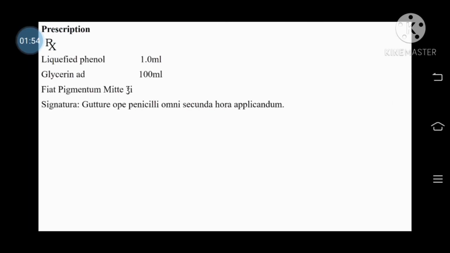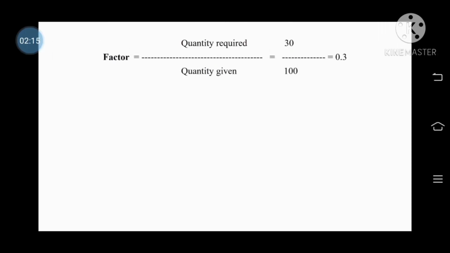Then the prescription. In the prescription: liquefied phenol 1 ml, glycerin add up to 100 ml, fiat pigmentum, that is, make throat paint, misce 1 fluid ounce. Signa: apply to the throat with a brush every second hour. Factor is quantity required upon quantity given. Quantity required is 30 ml and quantity given is 100 ml, so the factor will be 0.3.